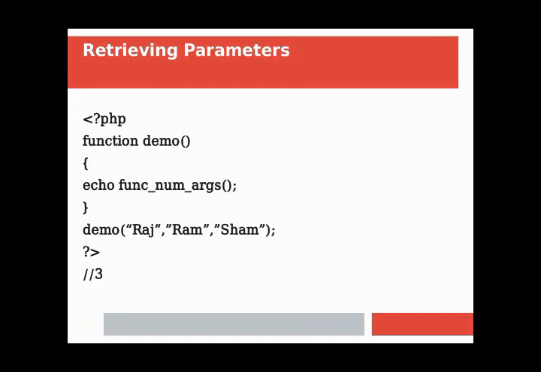We'll see another example. Here function demo, echo, that is a display statement, func_num_args. And in the statement in which we call that function, that is demo, the arguments are Raj, Ram, Shyam. But here in func_num_args, num is used, that means the number, it will take the number, and here we take 3 arguments. That's why here 3 will be printed as output.